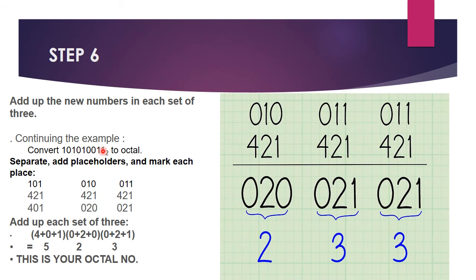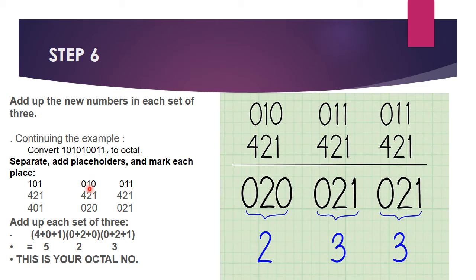Now continue. Now here I have again given you an example over here. So 101 010 and 011. So 421 421 421. So here below 1 you are having 1, so that's why 1. So below 1 here you are having 2, so that's why 2. Now 0 you will always write 0 only. So 0, here also 0. So here also 0, you need to write 0 over here.